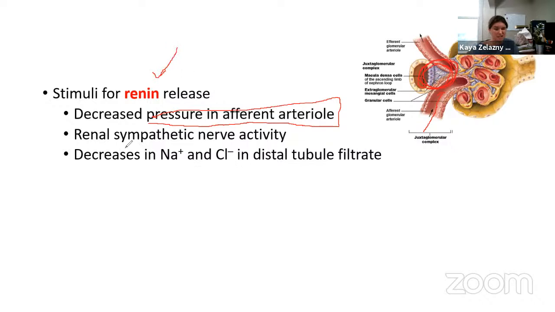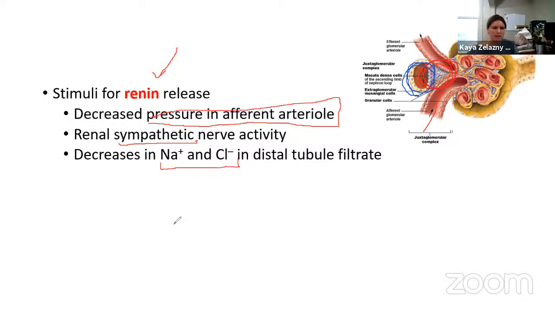Another thing, an extrinsic factor that affects the release of renin, is sympathetic nerves to the kidney. So renal sympathetic nerves also tell you to release renin. And also decreases in sodium and chloride ions in the distal tubule filtrate. Okay. So here, if we have decreases in sodium leaving, we can sense that because we're stuck here between our arterioles and the distal tubule. This part is not immediately obvious as to why this happens. So I kind of want to explain that for you right before we go.